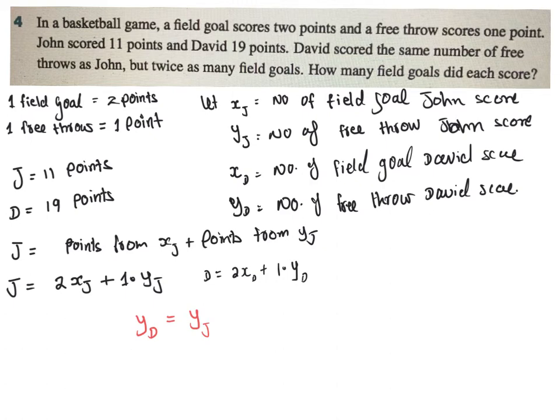And it also says, but twice as many field goals. So xd, the number of field goals scored by David, would be equal to 2 times the number of field goals scored by John. So those are the pieces of information that we obtain from the problem. Then we could substitute these values into any one of these equations and solve.